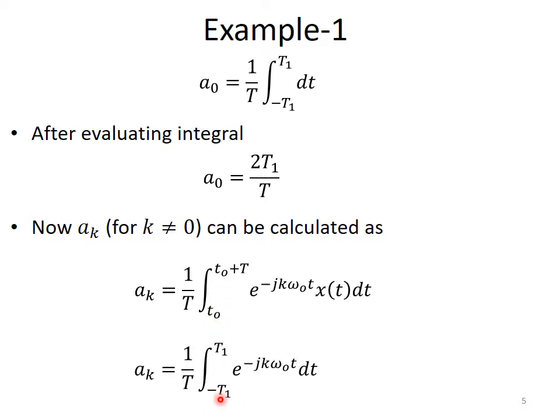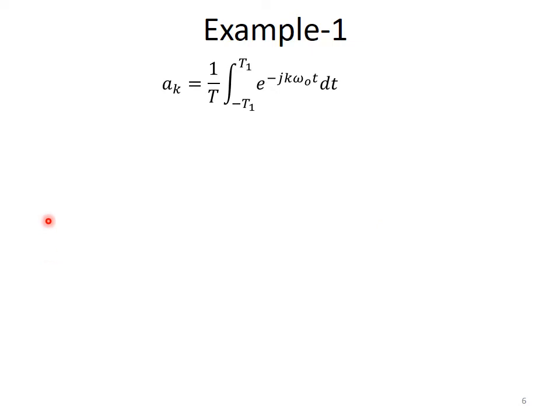Now the integral limit is minus t1 to t1, again for the same reason that from minus t1 to t1 the x of t is non-zero, otherwise it is 0, and in that range it is in fact equal to 1. So we have to evaluate the integral of this exponent from minus t1 to t1. The integral of an exponent is the function divided by the power of the exponent, and then we have to substitute the limits: the upper limit first, and then minus the lower limit.